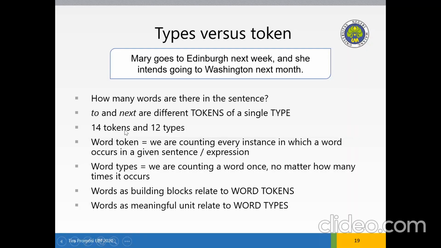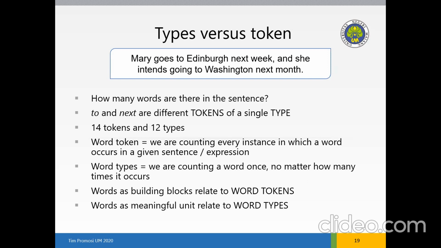Okay, so now let's see what about types versus tokens. What are types and tokens? Let us see the example. The sentence is: Mary goes to Edinburgh next week and she intends going to Washington next month. So how many words are there in the sentence? This sentence consists of 14 tokens and 12 types.